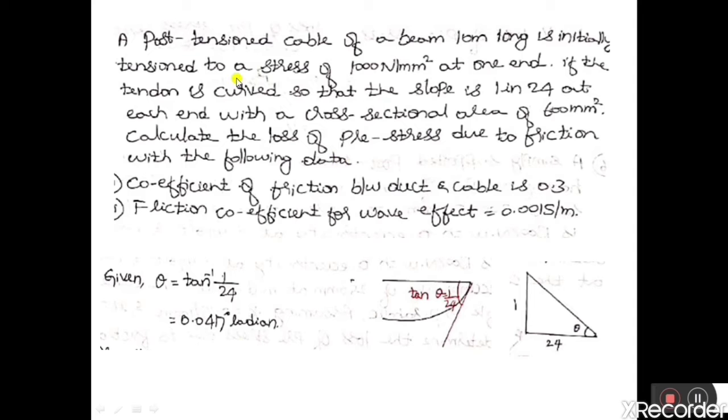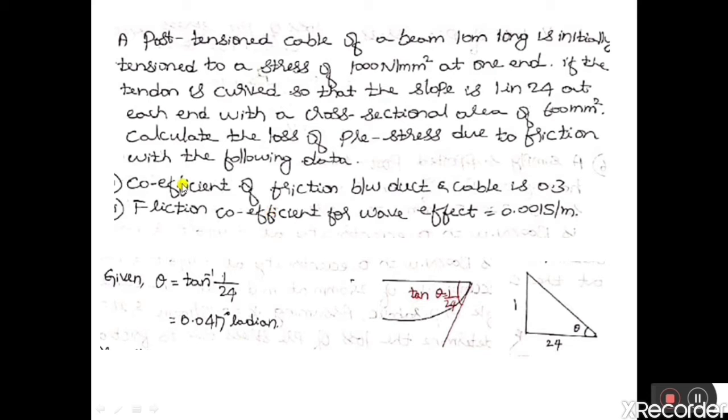Let us go to the next example. Here the question is: a post-tensioned cable of a beam 10 meter long is initially tensioned to a stress of 1000 Newton per mm square at one end. If the tendon is curved so that the slope is 1 in 24 at each end, with cross-sectional area of 600 millimeters, calculate the loss of pre-stress due to friction with the following data.